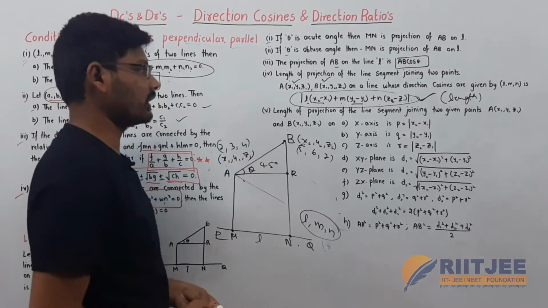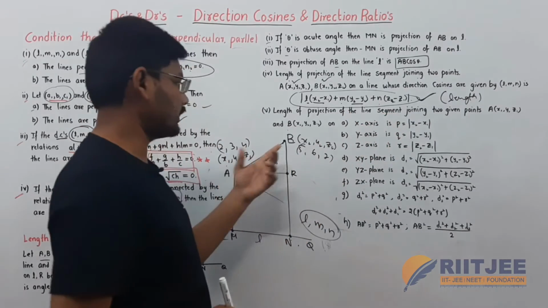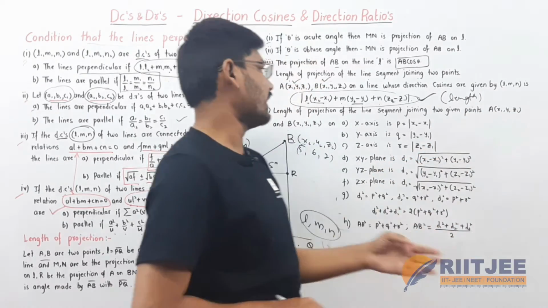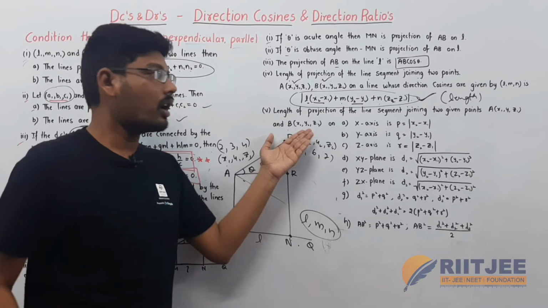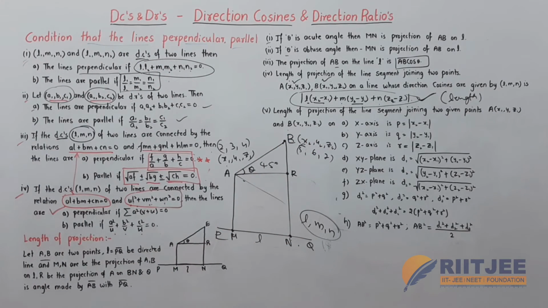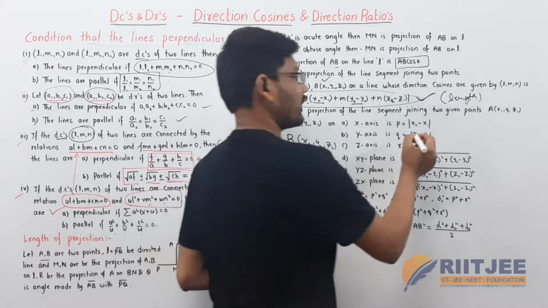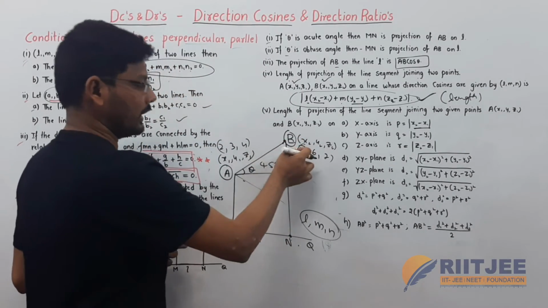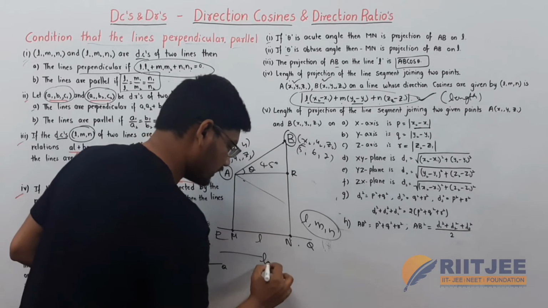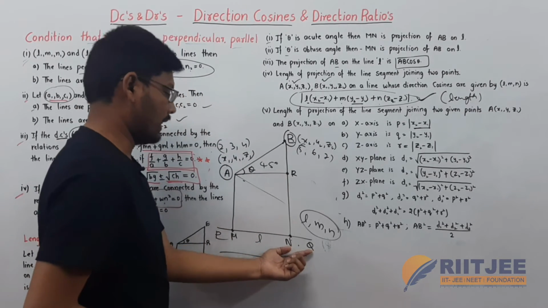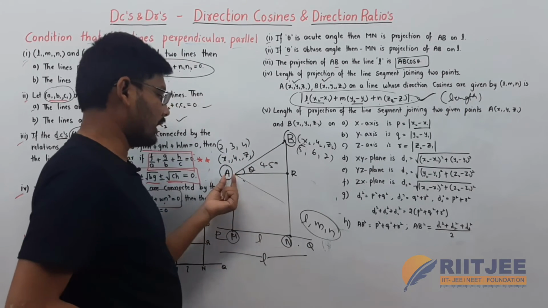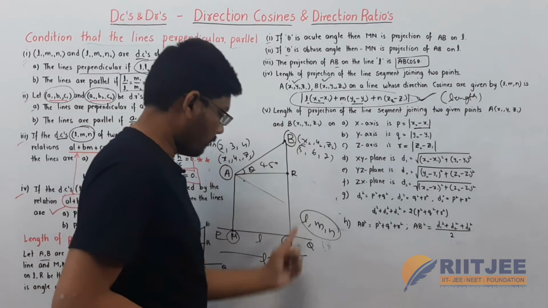Next, the final point for this one is the length of the projection of a line segment. The length of projection of a line segment with the given points, that is A of (x1, y1, z1) and B of (x2, y2, z2), on the x-axis is P equal to the modulus of x2 minus x1. Here this is the line AB. This line AB is projected on the line L, that is PQ, and the projection points are M and N on the line L here. So R is the projection of the point on BN here.